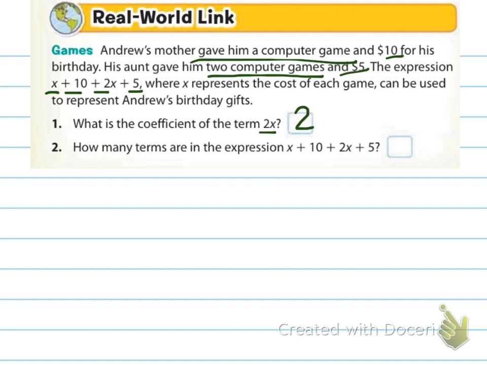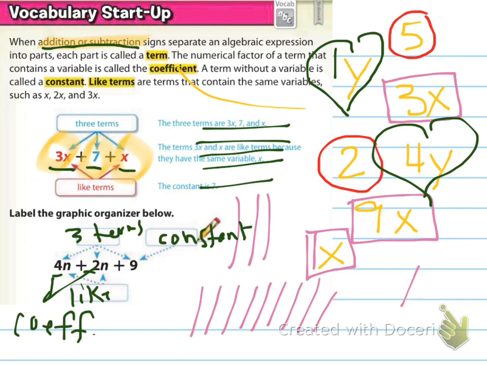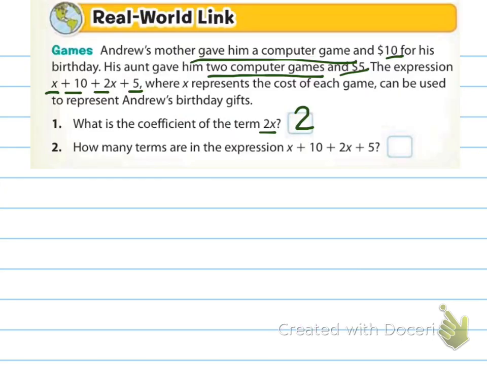How many terms are in the expression x plus 10 plus 2x plus 5? Remember that terms are separated by addition or subtraction signs. So if you see we've got x plus 10 plus 2x plus 5, how many terms do we have there? That would be 4 terms.